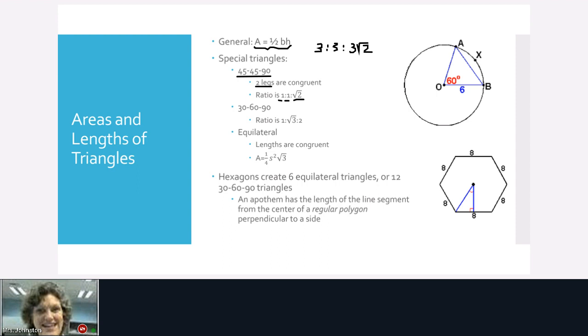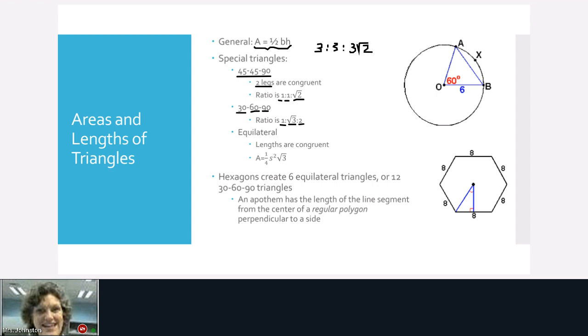Okay, we also learned about 30, 60, 90 triangles. These are very important, and they show up inside hexagons and circles. We use them all the time. Those sides also have ratios. The ratio is 1. That's the shortest side. The second shortest side is the square root of 3, and the hypotenuse is 2. That means there's always one side that is half the length of the hypotenuse. And I'll show you an example of one of these in a minute.